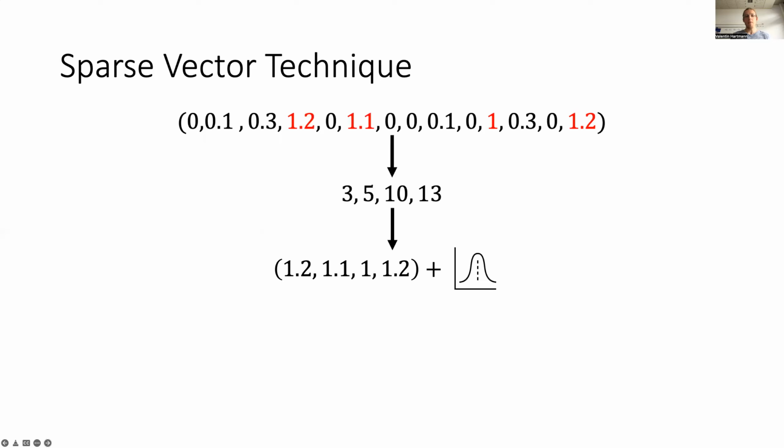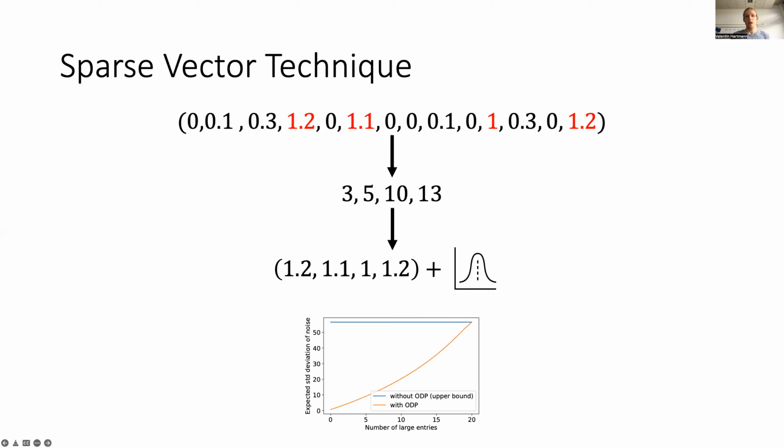As we show in our paper, the first step that searches for the large entries leaks less private information when the number of detected large entries is smaller than in the worst case. Thus, in such cases, we can save privacy budget and use it for reducing the amount of noise that is added to the entries in the second step. The plot shows this for the example of a vector of length 100. You can see that for smaller numbers of large entries, the expected noise that needs to be added with an ODP analysis is substantially smaller than with a standard DP analysis.